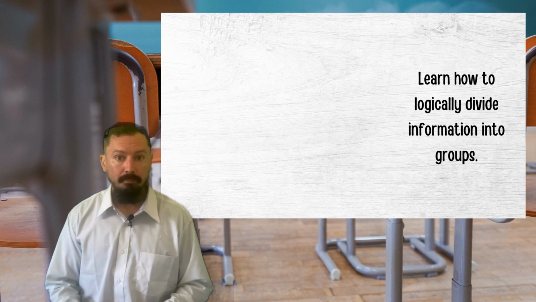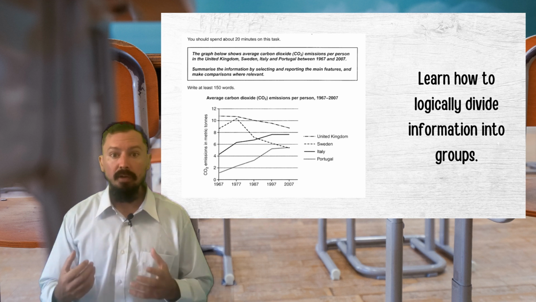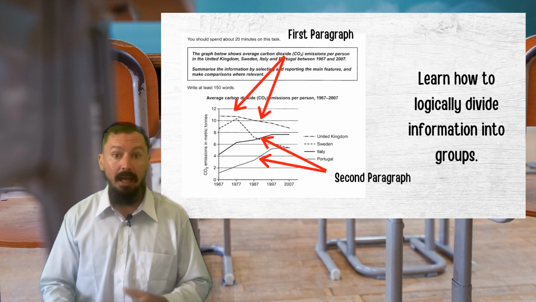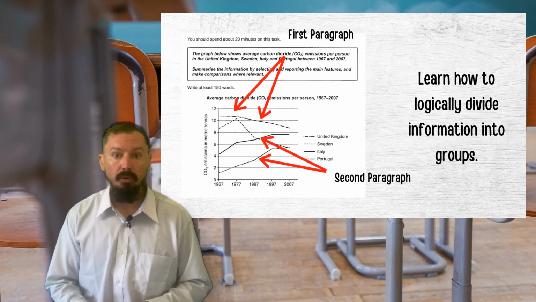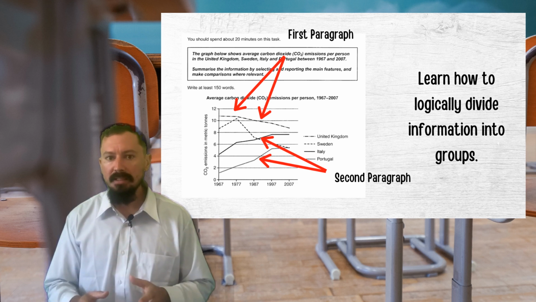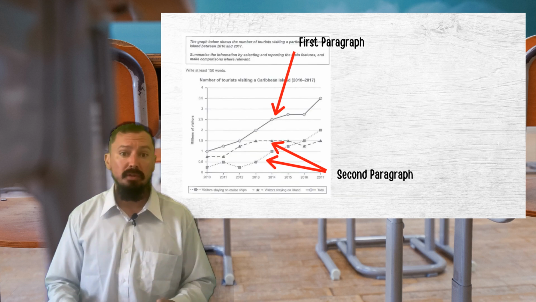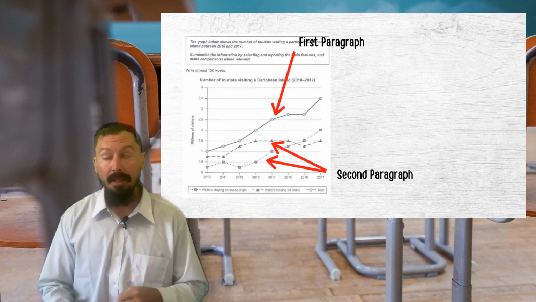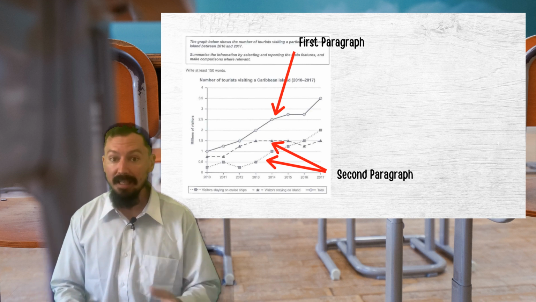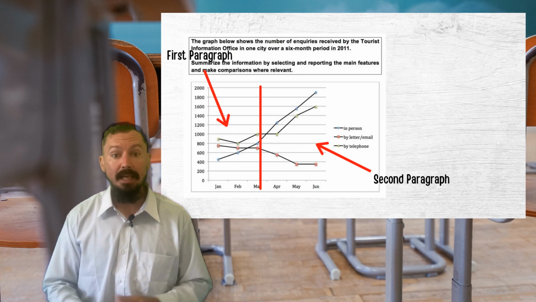To go back to our previous line graph example, we might want to write one paragraph about the UK and Sweden, and then another paragraph about Italy and Portugal. This is logical because these two groups follow very loosely similar patterns. We could do the same here by discussing the total number of tourists in one paragraph and then the different types of tourists in a second paragraph. Another way is to divide the timeline into sections.